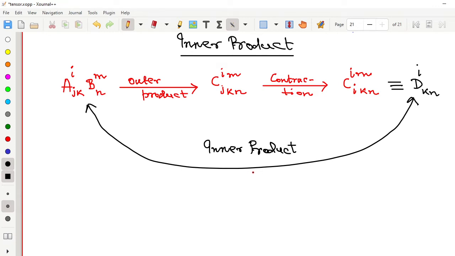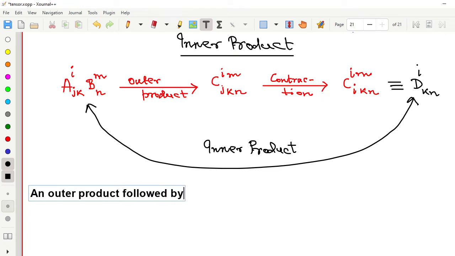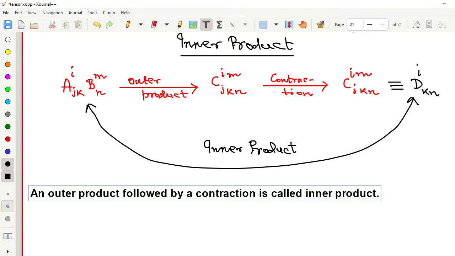You take an outer product, and if you contract the necessary indices after taking the outer product, then whatever results is known as the inner product. Let me summarize what I said. Let me write whatever I have said: an outer product followed by a contraction is called the inner product.